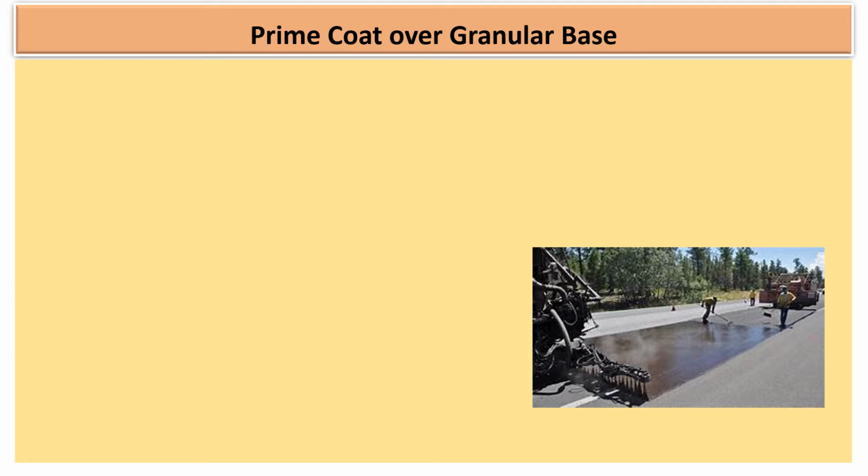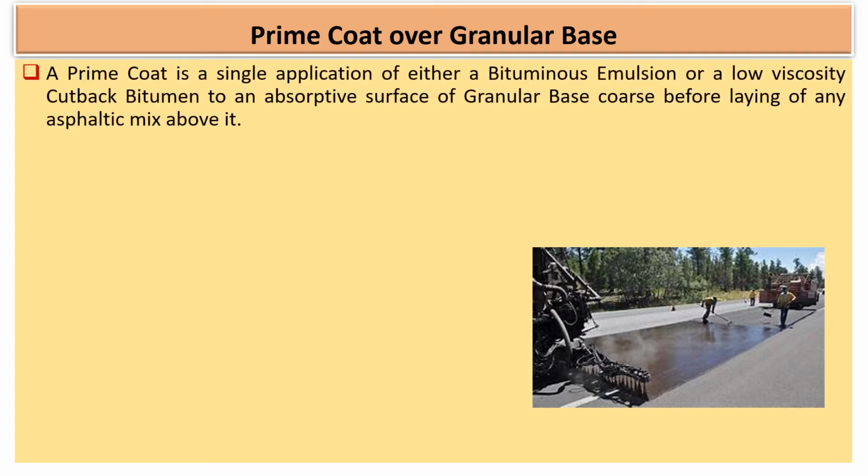Prime coat over granular base. It is a single application of either bituminous emulsion or cut-back bitumen to granular base course before laying any asphaltic mix above it.